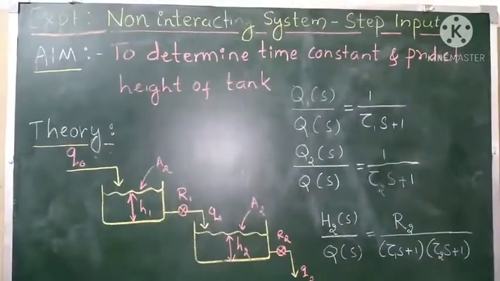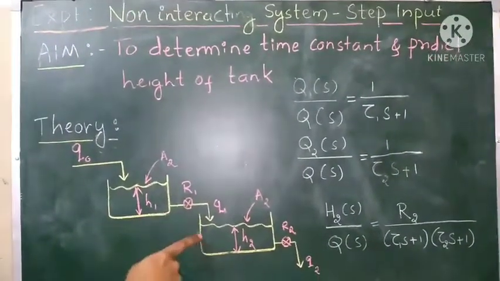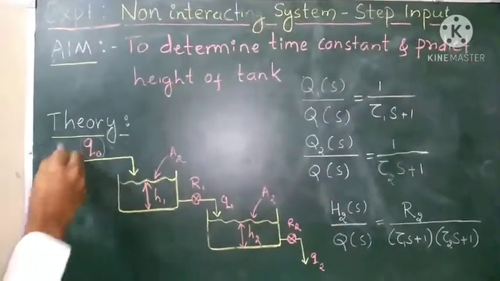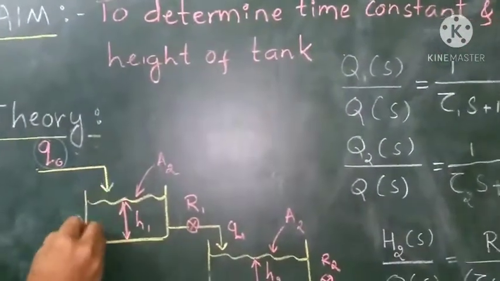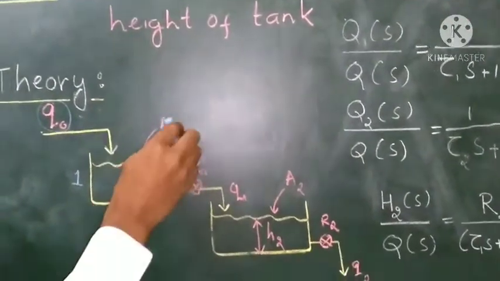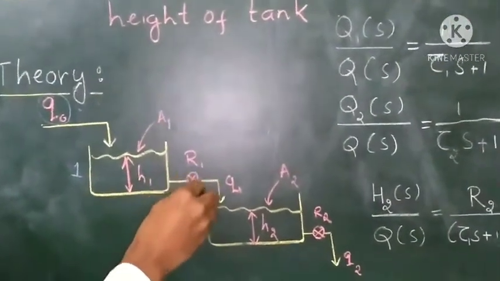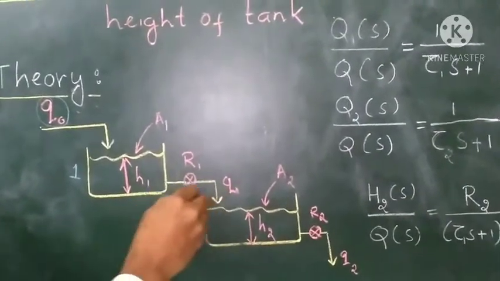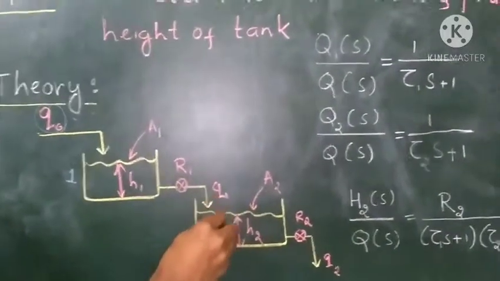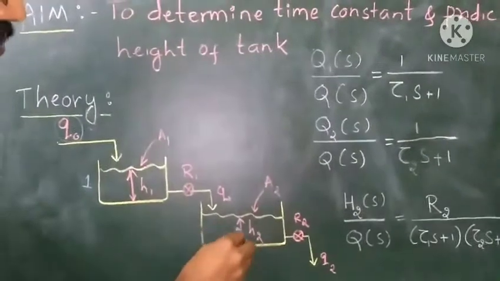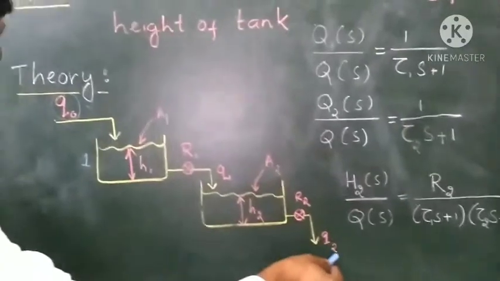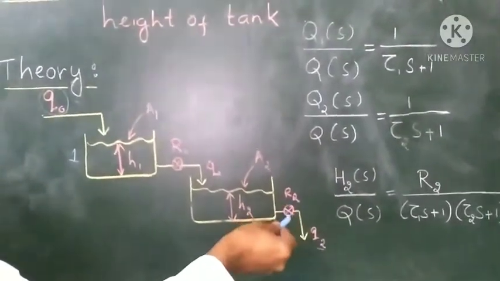So what is non-interacting? Non-interacting is the way the tanks are connected. This is the initial flow rate Q1 which is going into tank 1. So this is tank 1, with height H1 and area A1, and R1 is a resistance valve which is going out from tank 1 to tank 2. Then this is the flow rate Q1 going to tank 2, the height of tank 2 is H2, the area is A2, the outlet will be Q2 and the resistance will be R2.